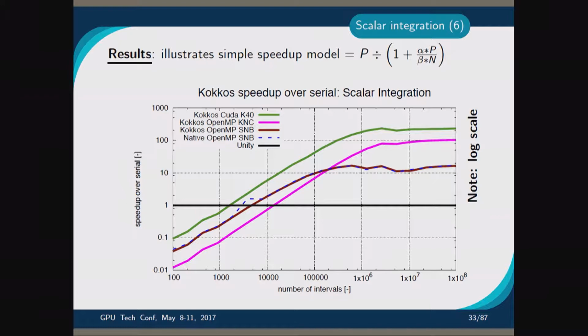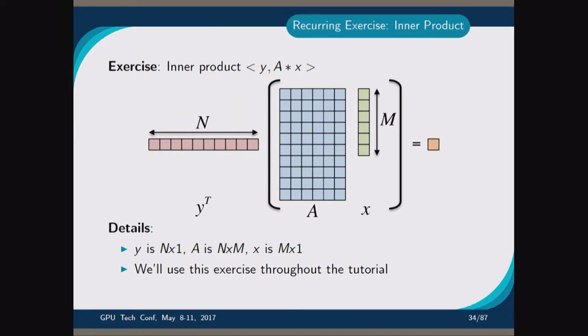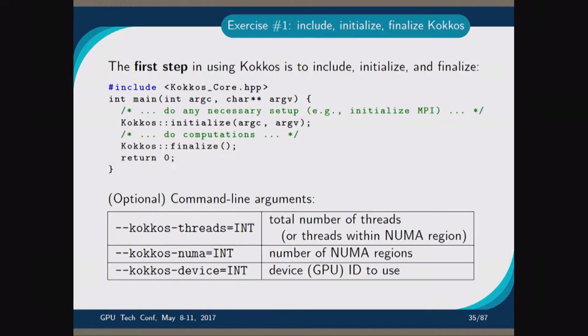Okay, so a recurring exercise, and we'll be doing this exercise when you come back tonight, is this simple weighted inner product, y dotted with Ax, where A is an n by m matrix. We'll be using this exercise throughout. If you're going to be doing the exercise tonight, it'd be a good idea to have downloaded this so you can have it up in another window while you're doing your actual exercises.